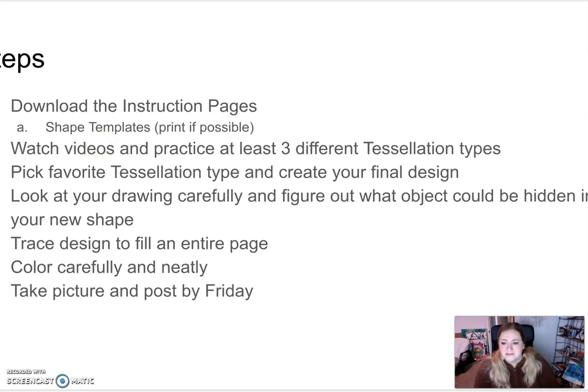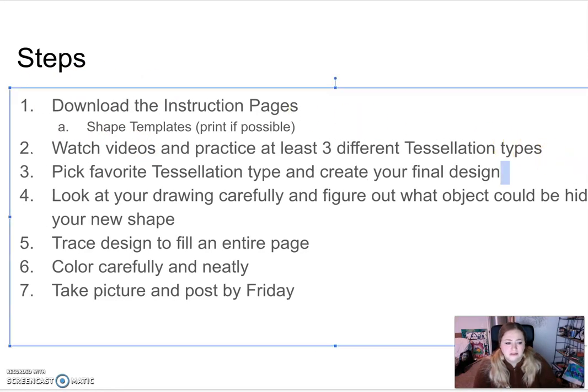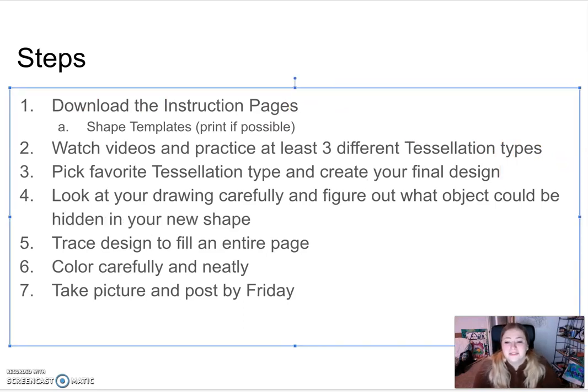So, your steps for this. Oh no, you can't see everything. There we go. So, your steps. First off, you're going to want to download the instruction pages. So there's each of the seven different types, plus your tips page and your vocab page. You're going to want to use them as reference. If you can print them out, that's going to be great, but you don't have to.